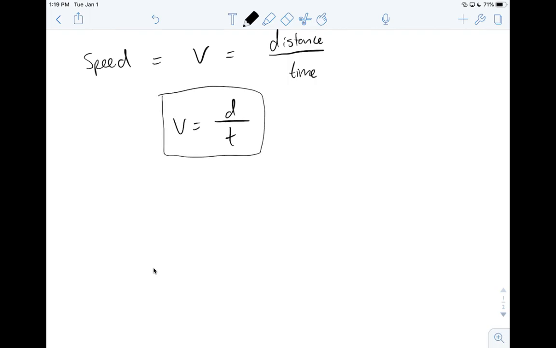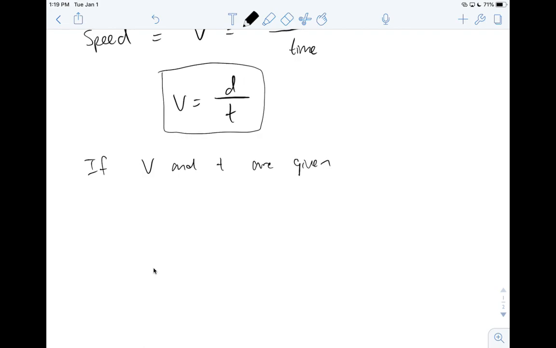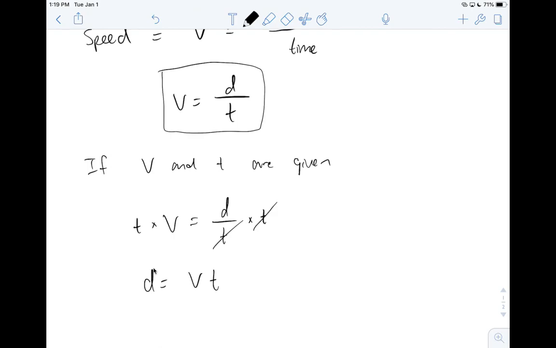What if they give us, let's say, V and time? What we could do is just rearrange that equation to solve for distance. So we have V equals distance over time. We just want to get distance by itself, so we multiply both sides by time. And you have distance, so these times cancel out. You just have distance equals speed times time.